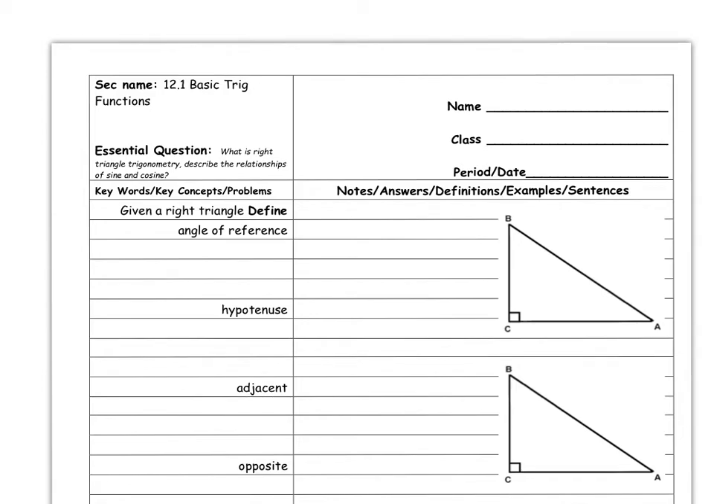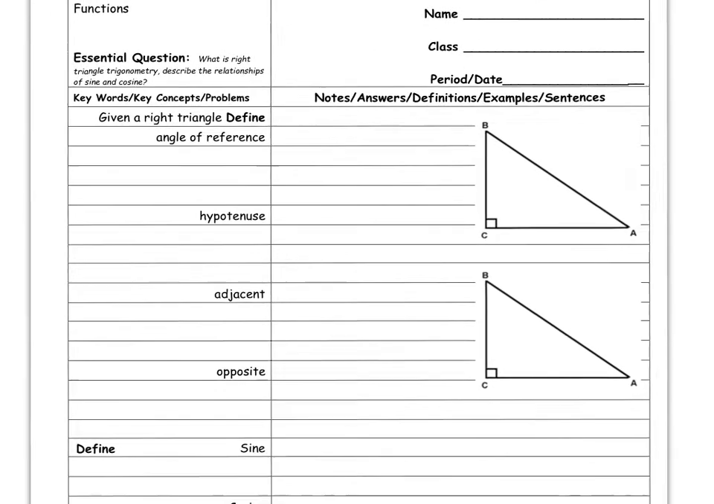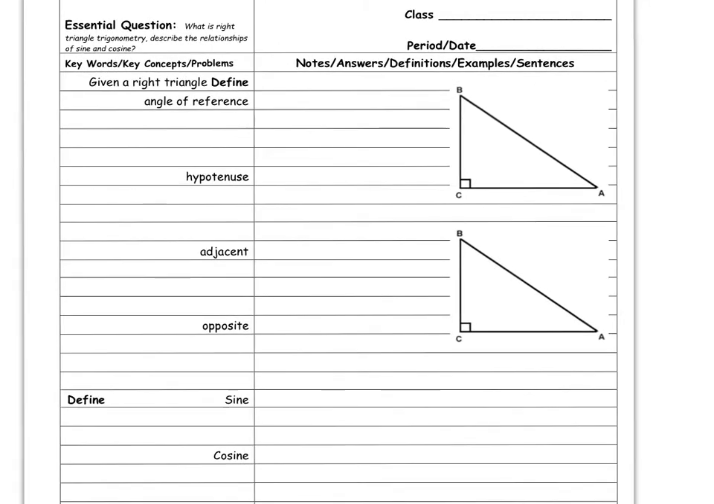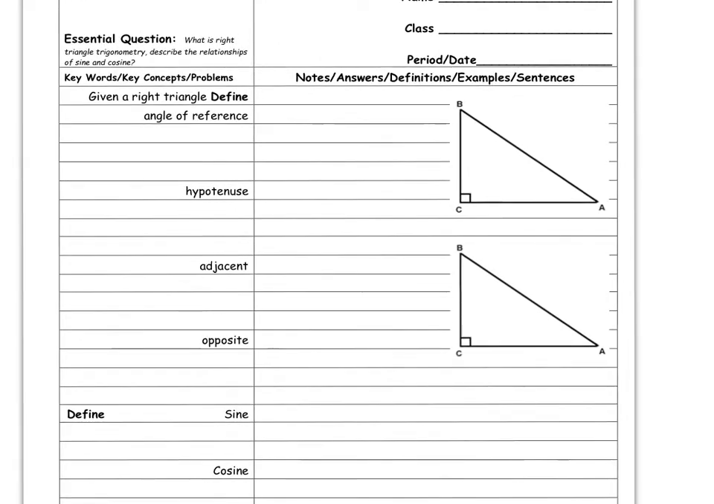So we're going to go ahead and start with some definitions and some pictures. Here we go. So, angle of reference. The angle being referred to. So in trig, the angle being referred to in this case will never be the 90-degree angle. So we're never talking about the right angle.